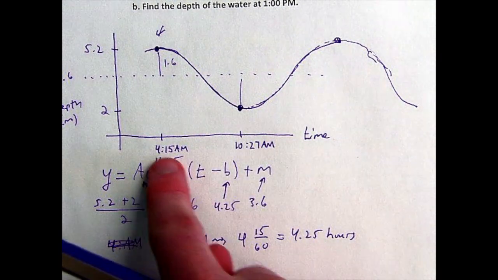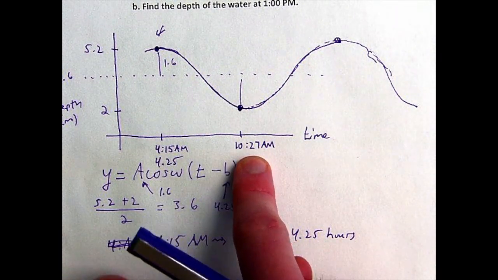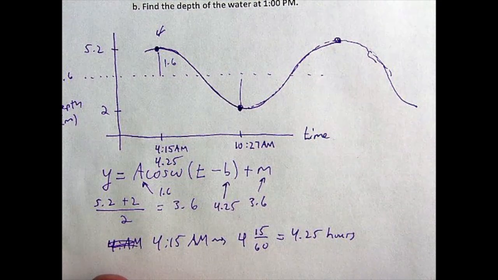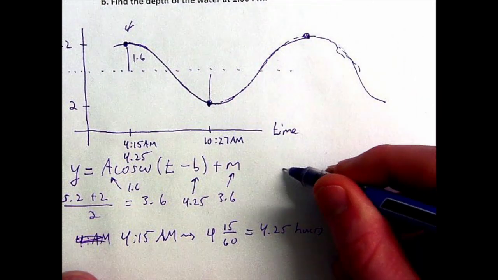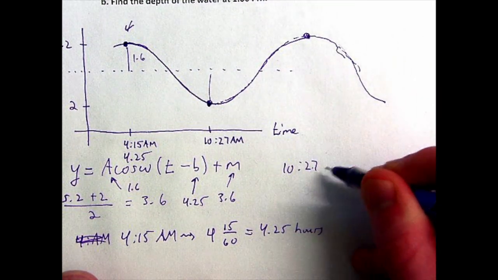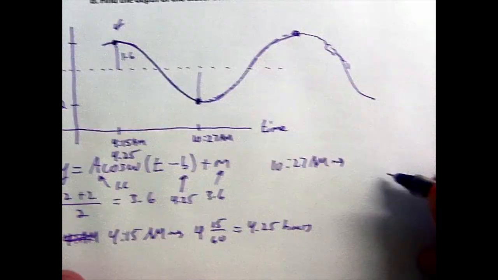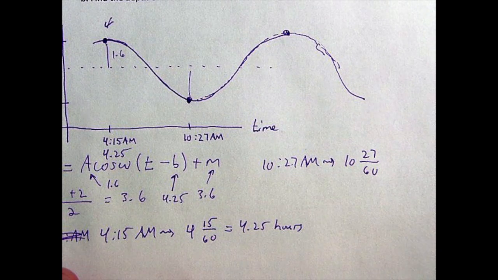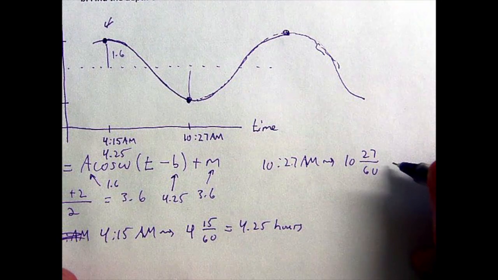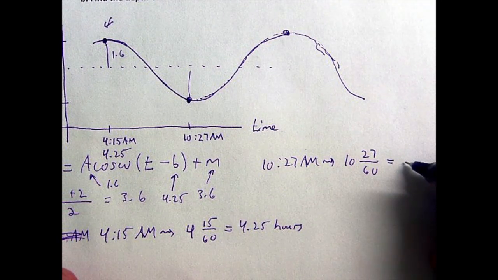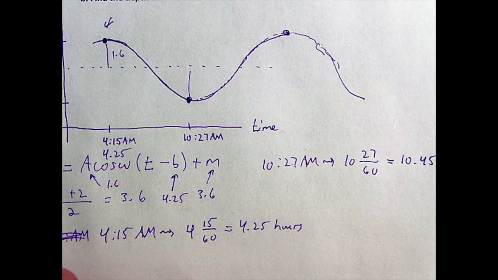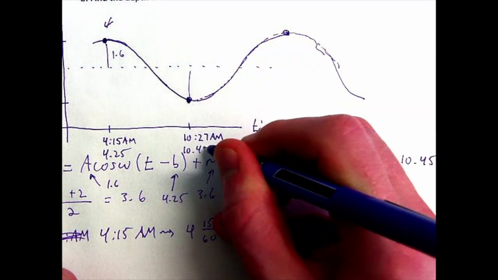Of course, to find this distance, we have to convert 10:27 to time, or to hours, like we did a moment ago. So what is 10:27 as hours? So 10:27 a.m. is really associated with 10 hours and 27 out of 60 minutes. So that's what it is written as hours. Now, 27 out of 60 happens to be 0.45. So that's 10.45. Okay, so that's the t-value associated with 10:27.